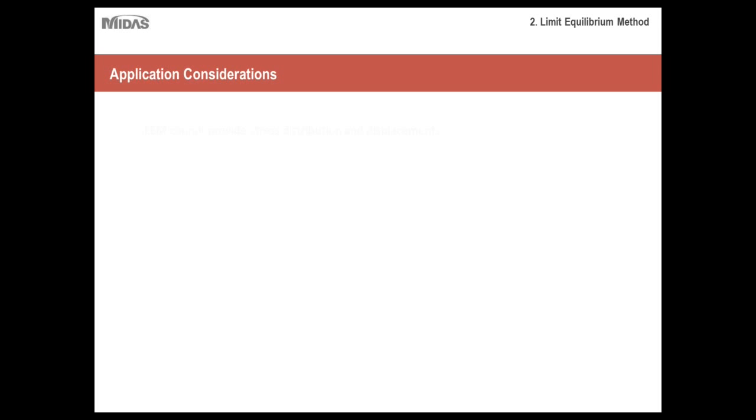Okay, so now let's just review some application considerations. LEM, or the limit equilibrium method, cannot provide stress distribution and displacement. So that's one of its shortcomings. Although it's excellent for efficiently calculating your factor of safety for your slopes, you can't calculate the deformation of the slope itself, as well as how the stress is distributed along the soil elements.